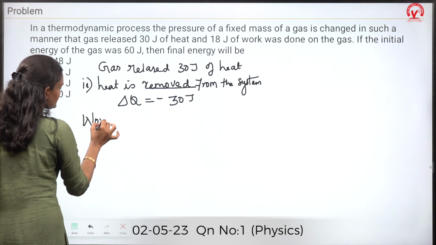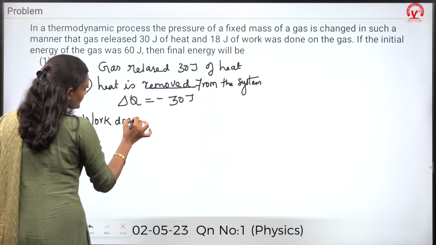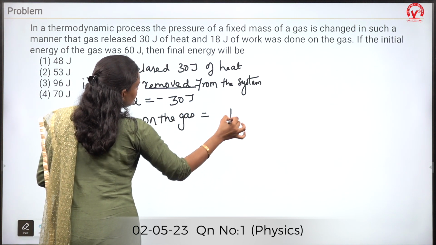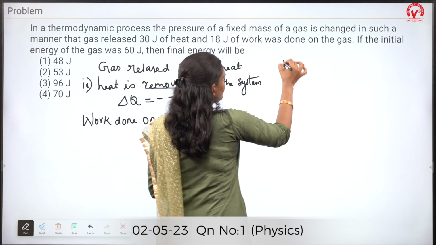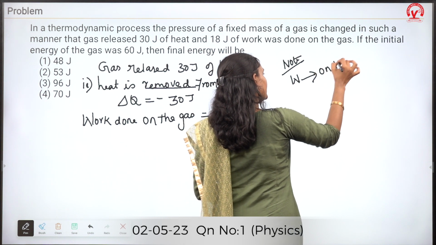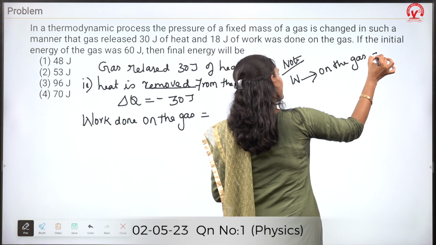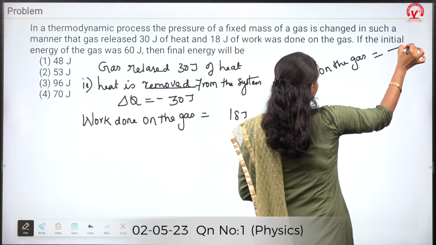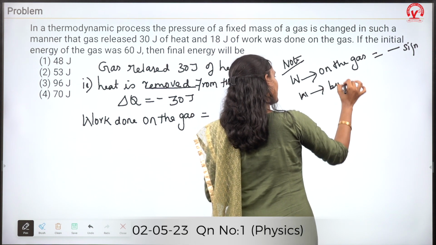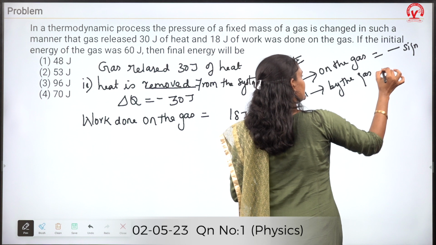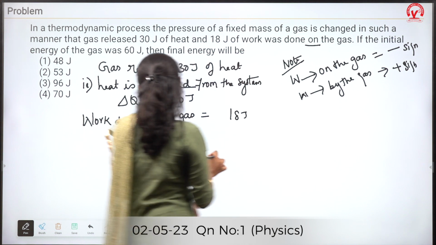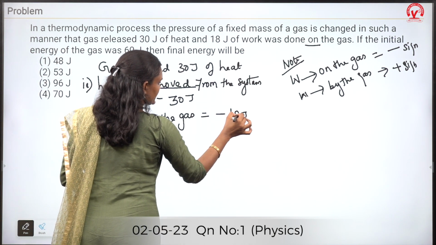Now next they given us work done on the gas is 18 joule. Note that work done on the gas is negative sign. Work done by the gas is positive sign. So here they given on the gas, so it is negative sign.